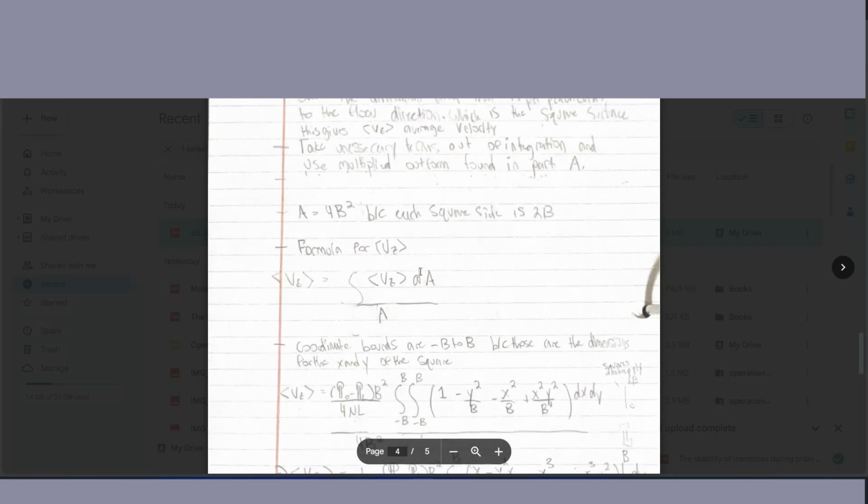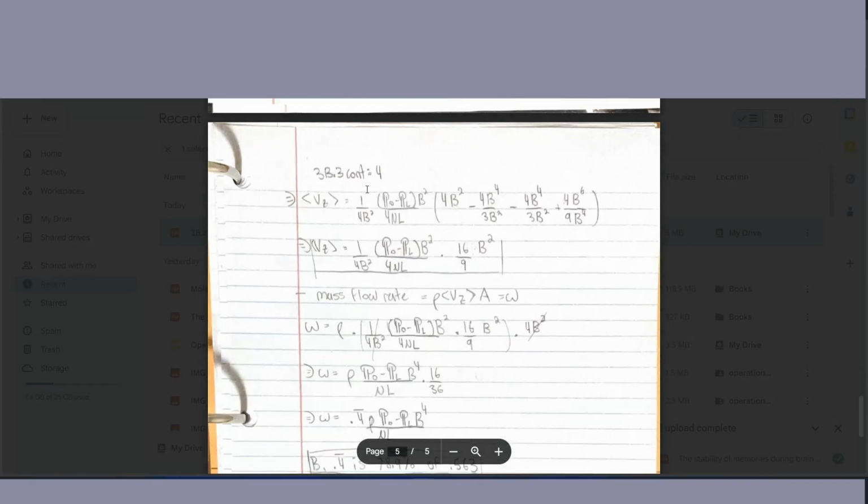Yeah, so A equals 4b squared, and the formula for average velocity is the integration of velocity over the differential area divided by the area. And the differential area is just dx times dy. It's a simple shape in Cartesian coordinates, so it's pretty easy. And the coordinate bounds are plus b to negative b, again, because the problem said those are the bounds.